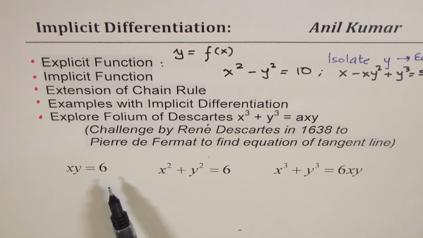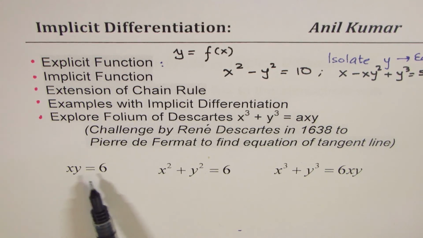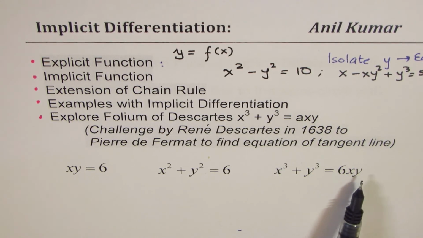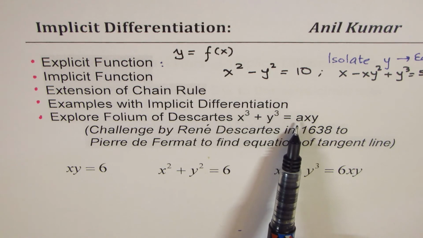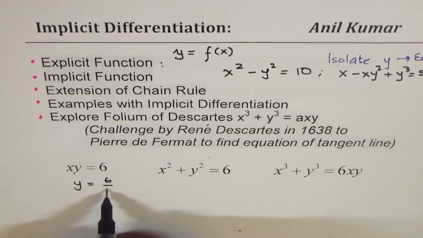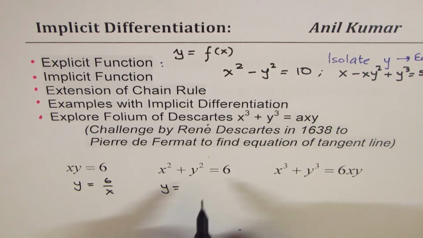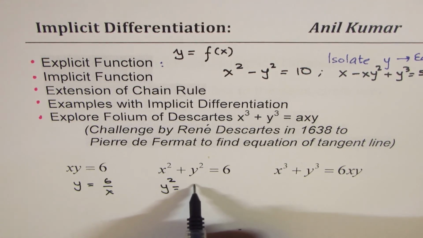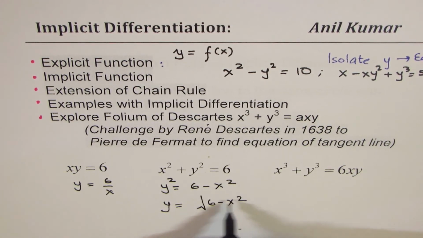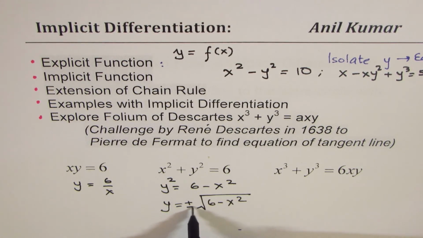Now let's begin with some simple equations. Equations here are xy equals to 6, x squared plus y squared equals to 6, x cubed plus y cubed equals to 6xy. So here in this equation, I've replaced the constant a by the value 6, right? Now these equations, when written like this, if you rearrange and isolate y, for example, in the first equation, we could write y as 6 over x. In the second equation, we could write y as, let me write first y squared as 6 minus x squared, and then y as square root of 6 minus x squared. And whenever we square root, we do plus and minus.